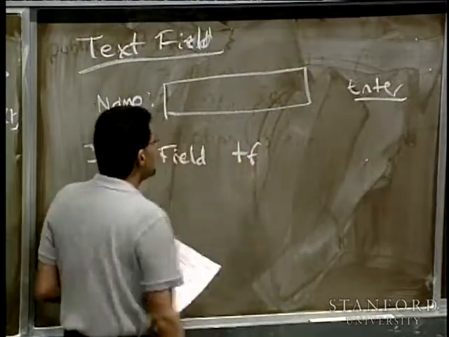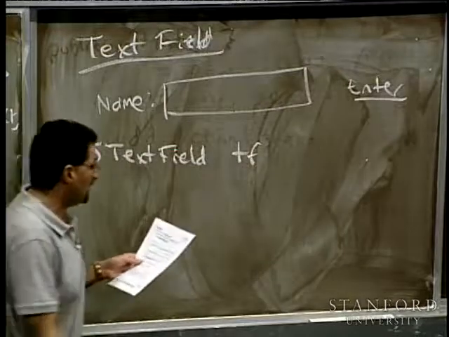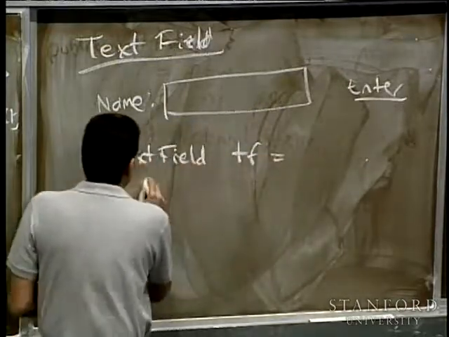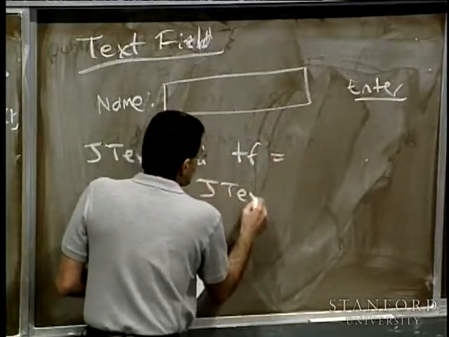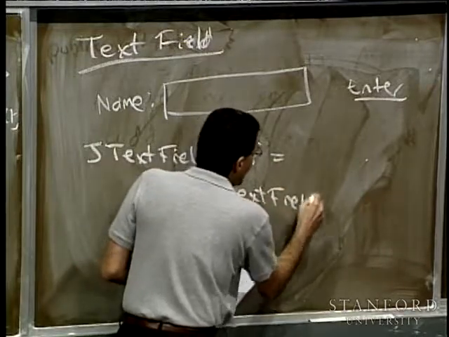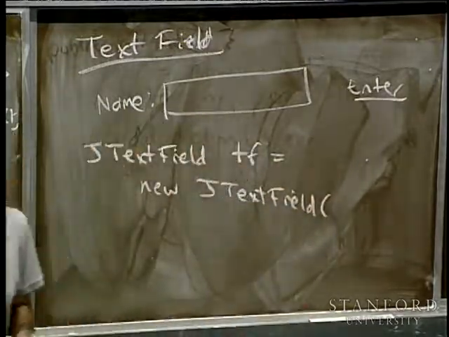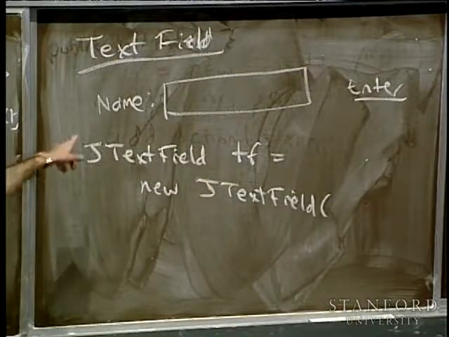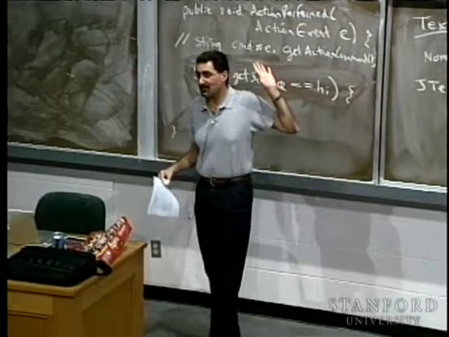I'll name this one TF, to stand for text field. And what you do when you create a new one of these is you say new JTextField. And what you give it as a parameter, here's the funky thing, you don't give it its label. The label doesn't come with the text field. You need to create the label separately.